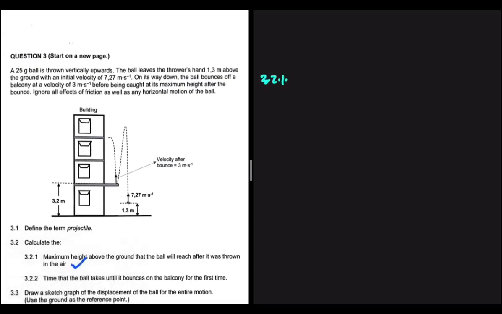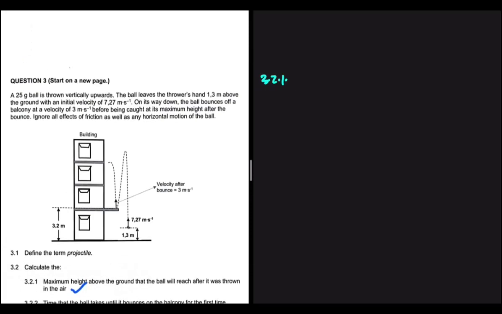Let's go through our question statement and hear what is going on. So we have a 25-gram ball that is thrown vertically upwards. The ball leaves the thrower's hand 1.3 meters above the ground with an initial velocity of 7.27 meters per second. On its way down, the ball bounces off a balcony at a velocity of 3 meters per second before being caught at its maximum height after the bounce. Ignore all effects of friction as well as any horizontal motion of the ball.